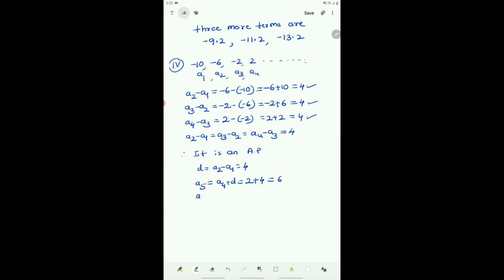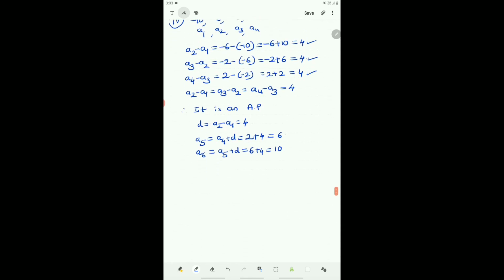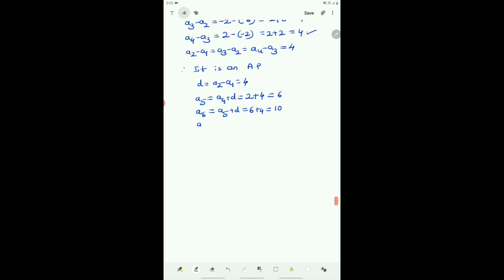Then next term is A6. A6 means A5 plus D. Its previous term is A5, 5th term plus D. That is A5 plus D. A5 is this one, 6 plus 4. 6 plus 4 equals to 10. Then next term A7. A7 is again A6 plus D. A6 is this one, 10. 10 plus D is 4, that is 14.